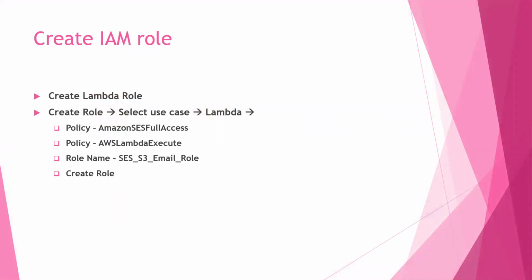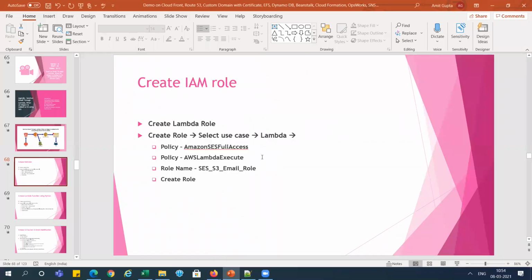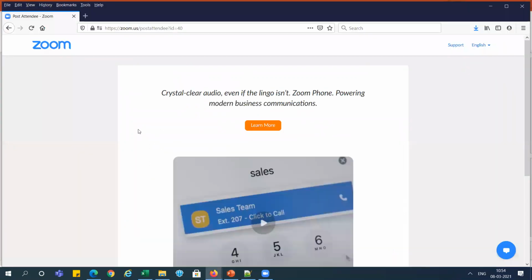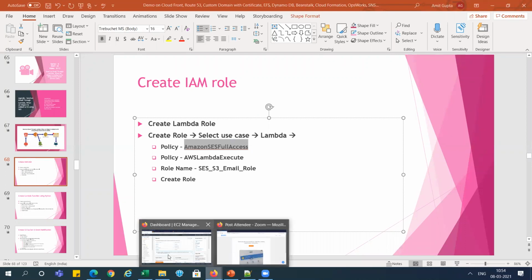First, we need to create one role which we'll use in the Lambda function. So you can see here I'm using the policy for Amazon SES full access for sending the email, and AWS Lambda execute for executing the Lambda function, right? So let's log into the AWS console.